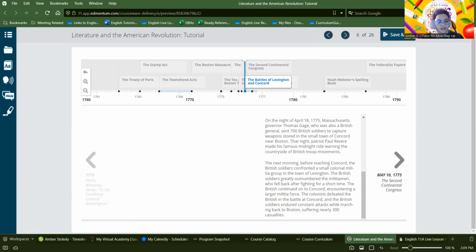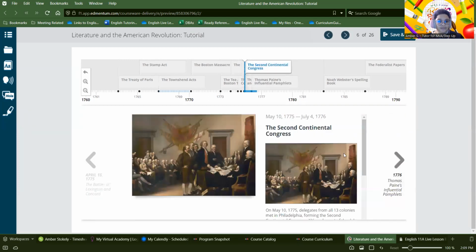Alrighty, we are close-ish to the end of the timeline. I'd say we're maybe about halfway through. Alrighty. From 1775, May 10th to July 4th, 1776. That is the Second Continental Congress. So this was way longer than just a month.